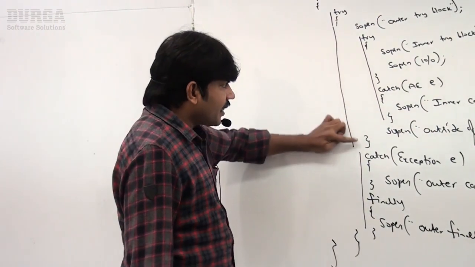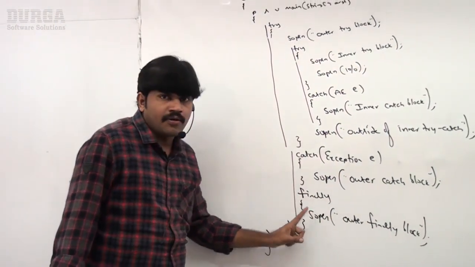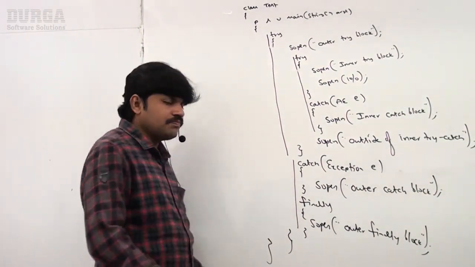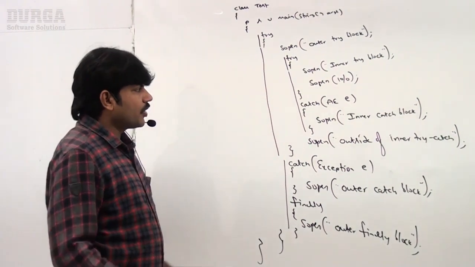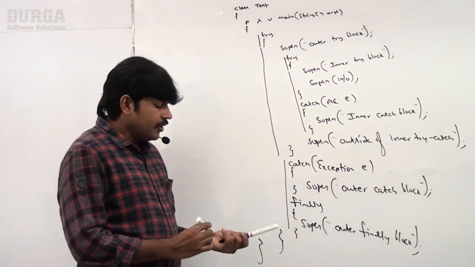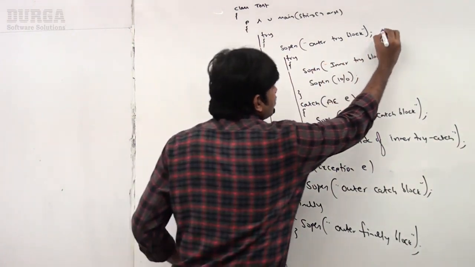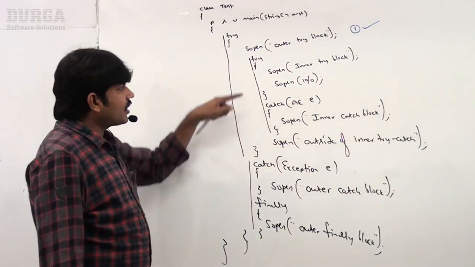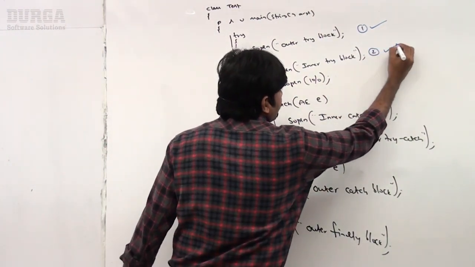Now inside the try block I took a try catch, and the outer catch block and outer finally. Can you please tell what output we are going to get for this program? Can you please guess how the flow will be? Very simple. Outer try, yes, this line will be printed first. Now the control will enter into the inner try block, and this line will be printed.